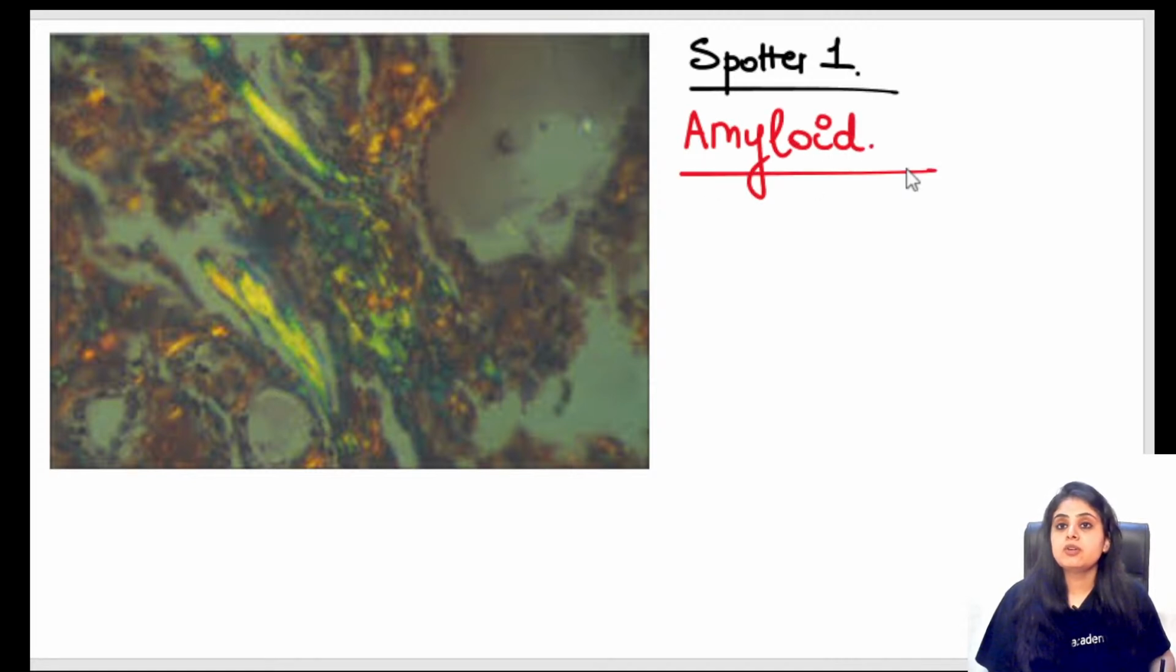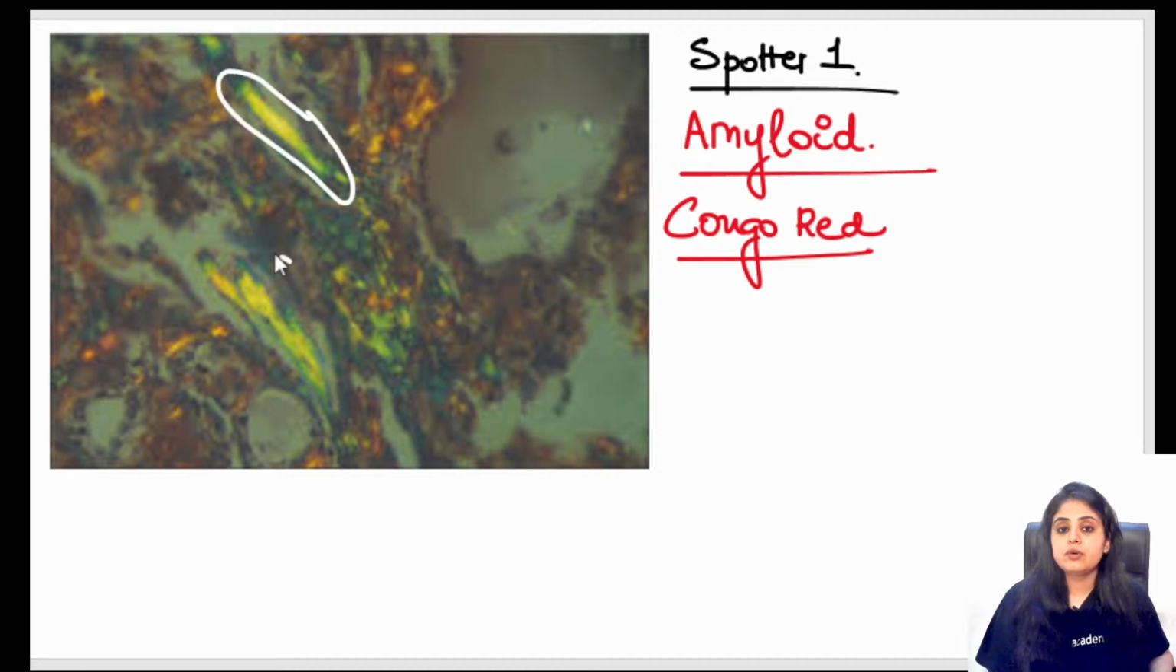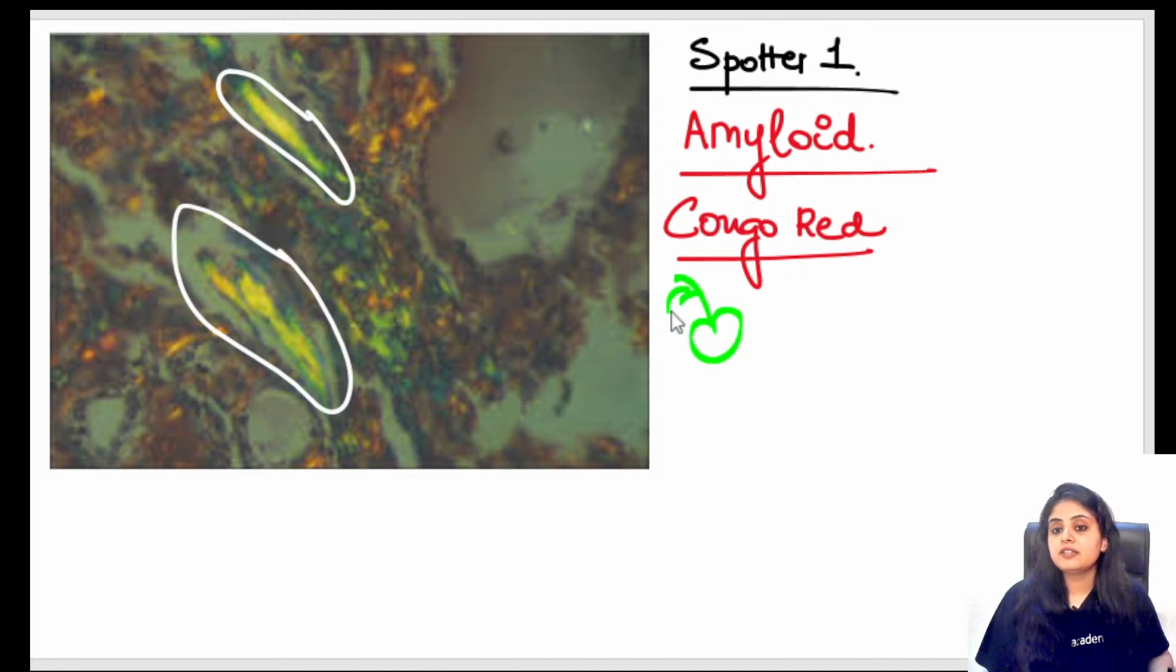Now, when I'm talking about amyloid, what stain has been used over here? The stain used over here is the Congo red stain, right? What are the questions on Congo red that I get? If I'm saying this is Congo red, what color has it given to amyloid? When we see the color given to amyloid, it is the apple green color. So we have a very characteristic apple green color that will be given to amyloid. And I can see that golden, apple green kind of color.